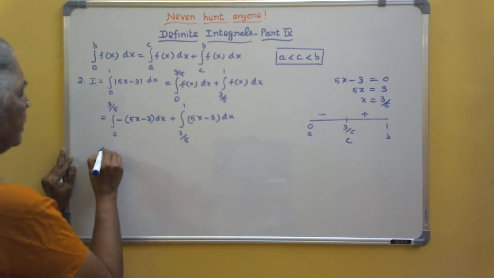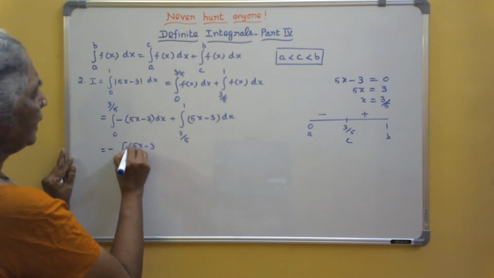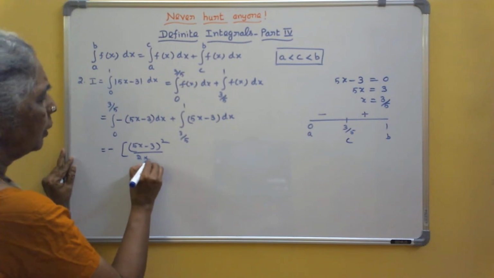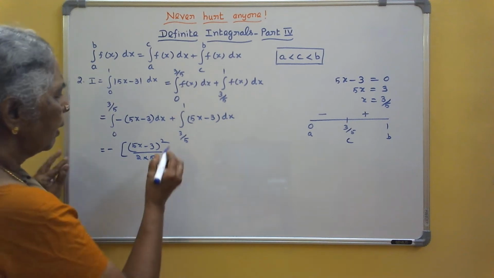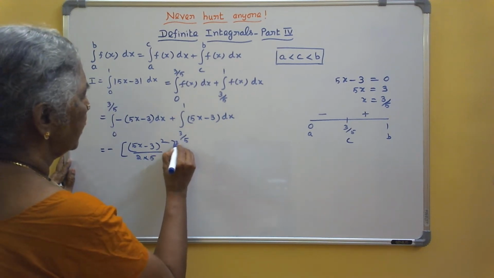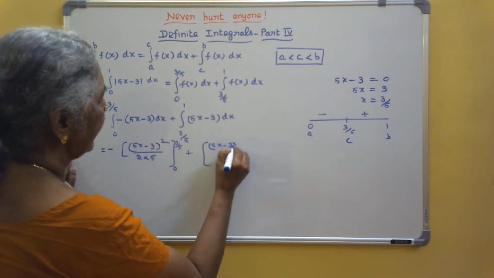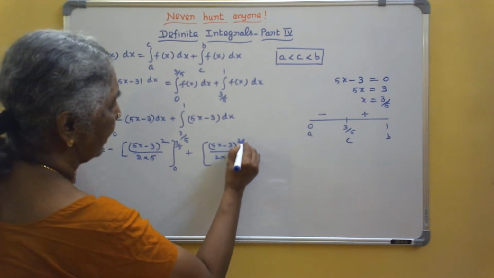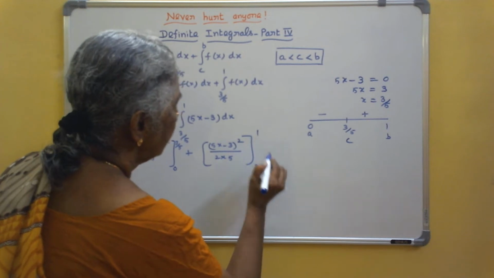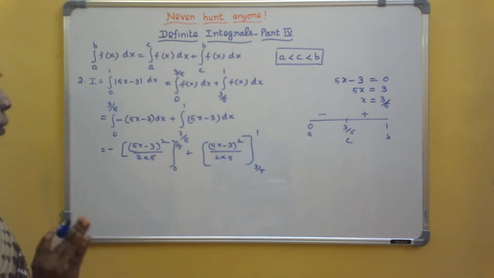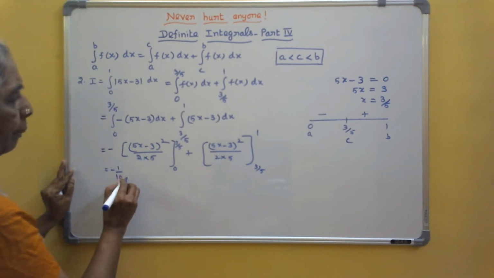So now let us take the minus out here. So if I integrate, I will be getting 5x minus 3 the whole square by 2 into 5. What is this 5 part? That is the coefficient of x, okay? Then 0 to 3 by 5 plus for the next term, it is 5x minus 3 the whole square by 2 into 5 again. It is now 3 by 5 to 1, okay? So now let us take this 10 outside, so it will get minus 1 by 10 here.